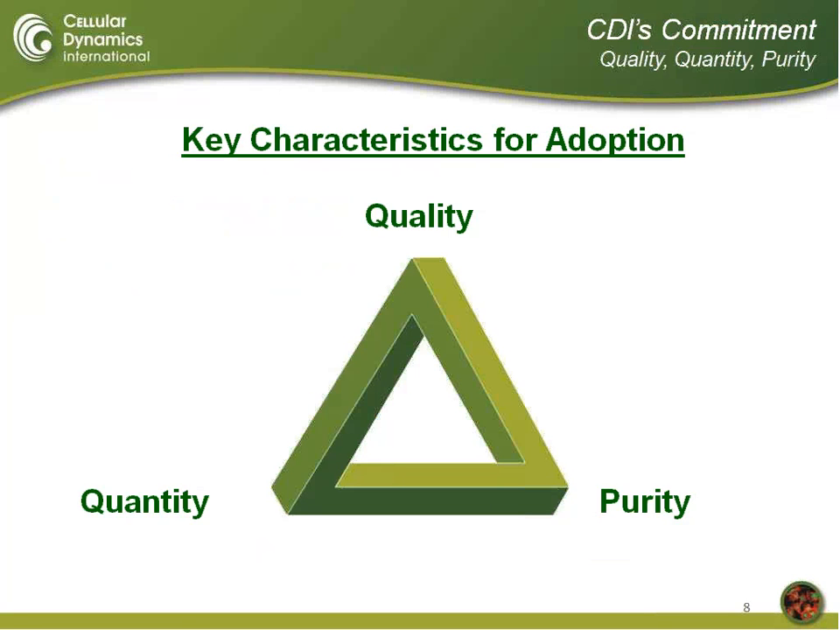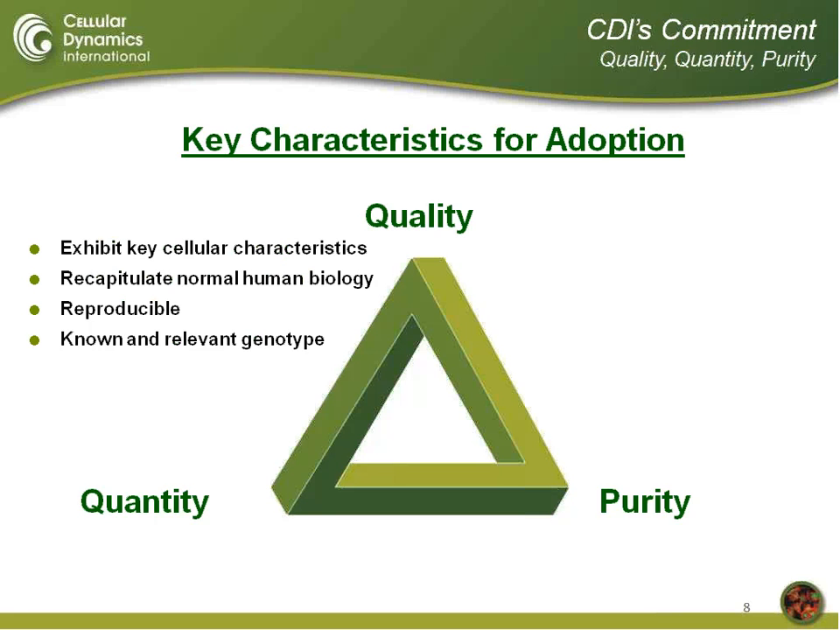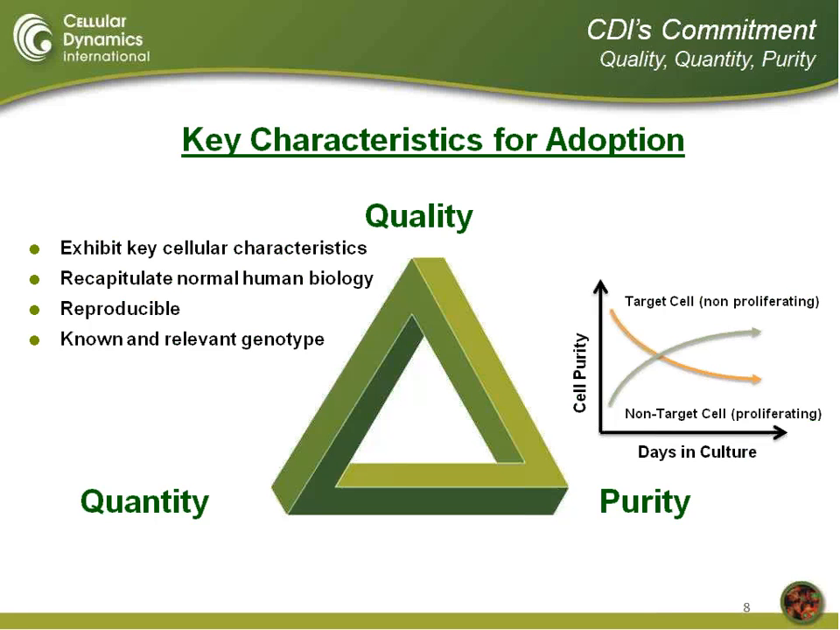So what are the key characteristics for adoption of iPS technology? And really, we view there are three main key characteristics that we have to hit. And those are quality, purity, and quantity. Now for quality, we ensure that our cell types exhibit key cellular characteristics, and they're able to recapitulate normal human biology. And they do so in a reproducible manner.